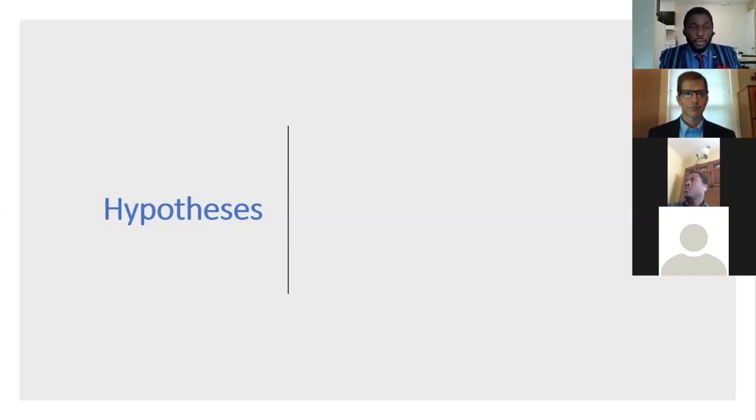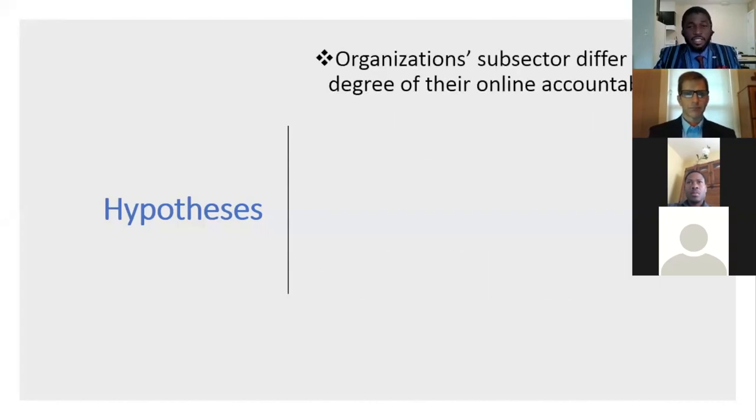Another scholar, Heufer and Twiss, conducted research on another subsector. They focused on the human services subsector. And they came to the conclusion that these organizations do not engage that much with the stakeholder in a way to increase their fundraising capacity. So it came to my mind that subsectors might then differ on the way they behave regarding online accountability. That's this first hypothesis: organization subsectors differ in the degree of their online accountability.